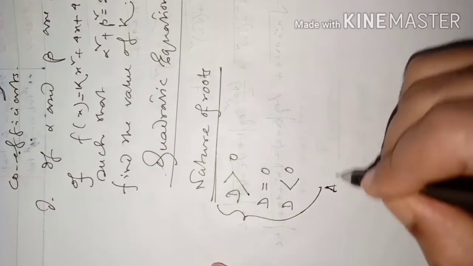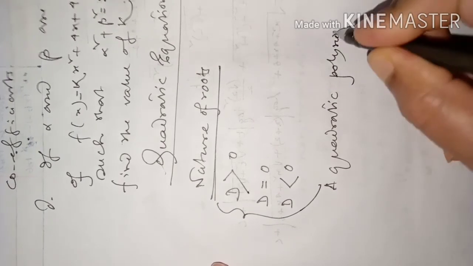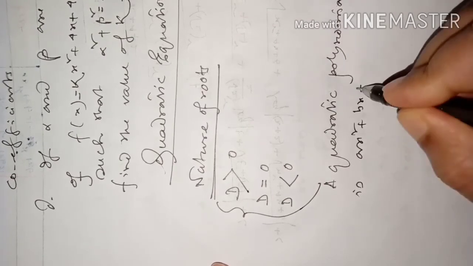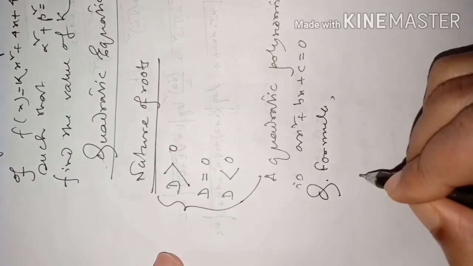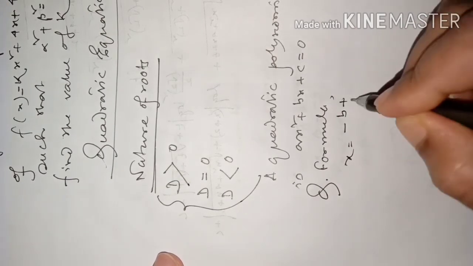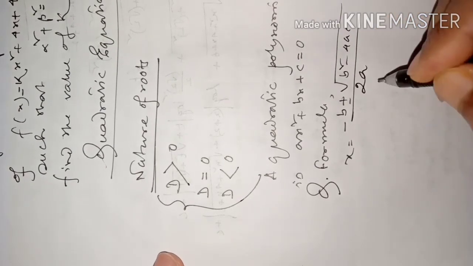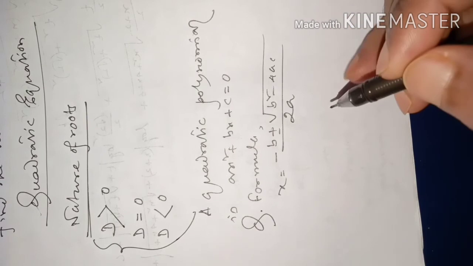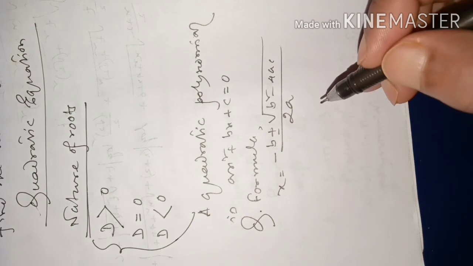A quadratic equation is ax square plus bx plus c equal to 0. Here the quadratic formula is x equals minus b plus minus under root b square minus 4ac divided by twice a. Here also the sum of the roots and product of the roots are there. So if you are asked what type of roots it has, then you have to check the discriminant.